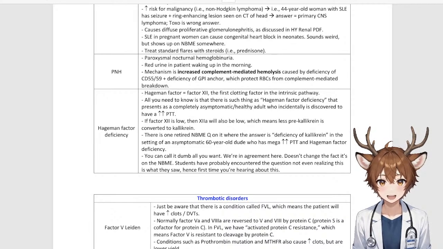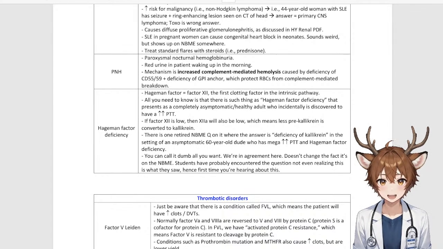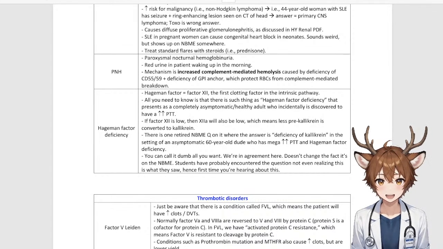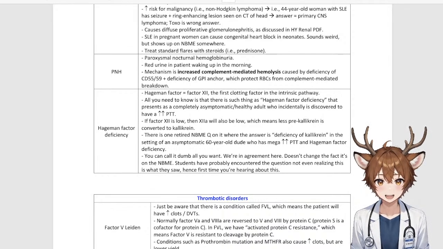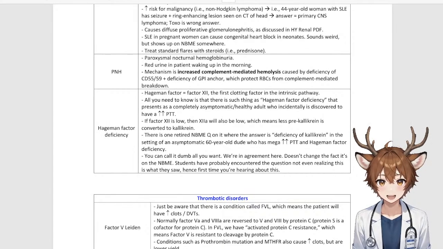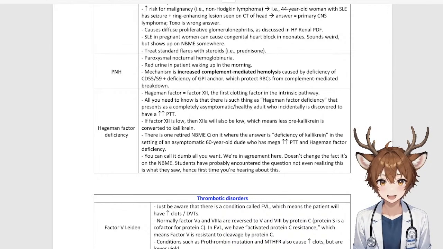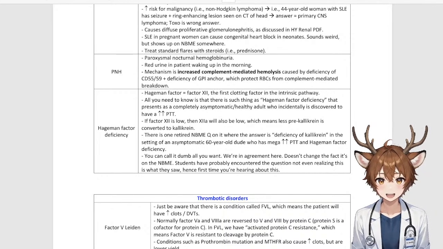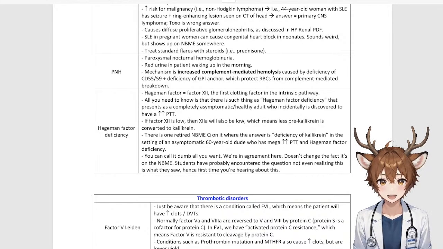All you need to know is that there is such a thing as Hageman factor deficiency that presents as a completely asymptomatic healthy adult who incidentally is discovered to have a significant elevation in PTT. If factor 12 is low, then 12A will also be low, which means that less prekallikrein is converted to kallikrein. There is one retired NBME question where the answer is deficiency of kallikrein in the setting of an asymptomatic 60-year-old dude who has a mega significant elevation of PTT and Hageman factor deficiency.